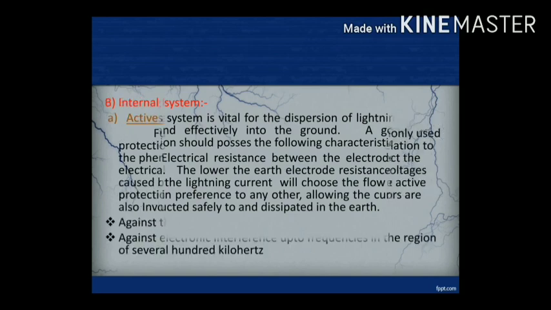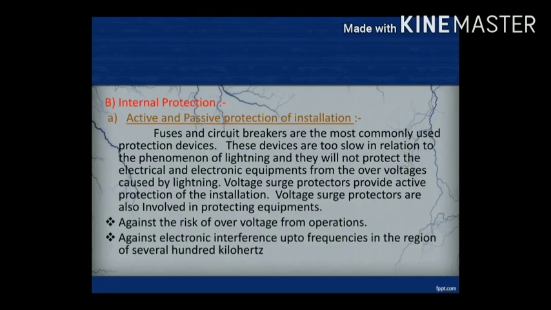Next one is internal protection. In that, active and passive protection of installation. Fuses and circuit breakers are the most commonly used protection devices. These devices are too slow in relation to the phenomena of lightning, and they will not protect electrical and electronic equipment from the overvoltage caused by lightning. Voltage surge protectors provide active protection of the installation. Voltage surge protectors are also involved in protecting equipment.